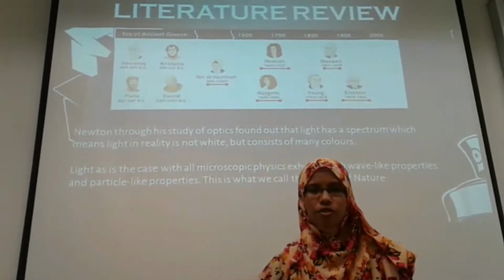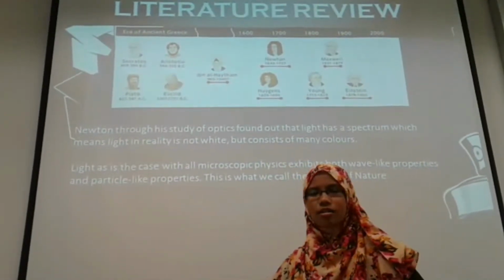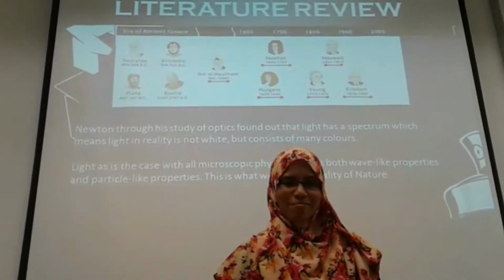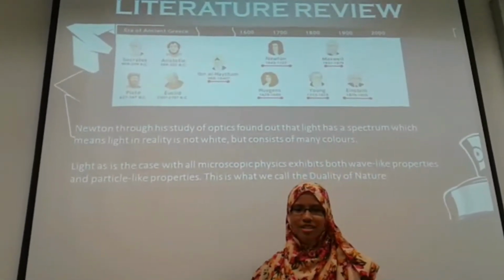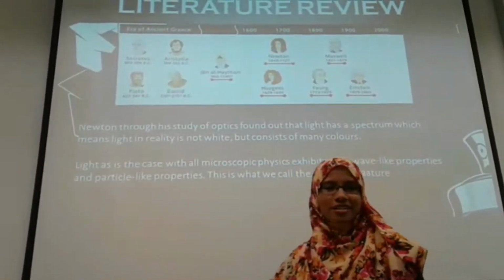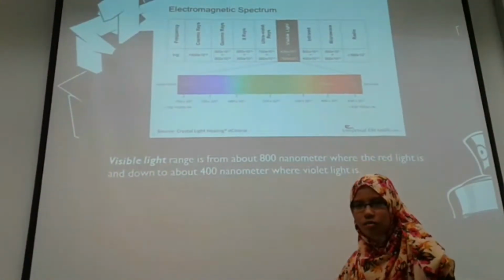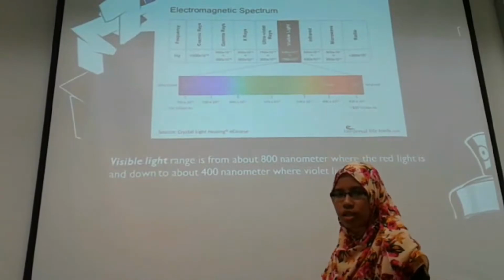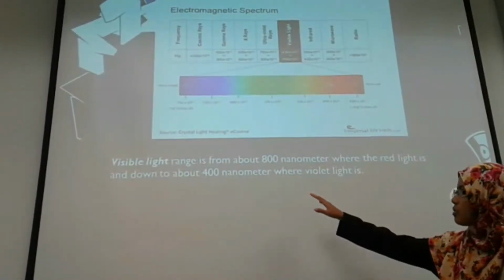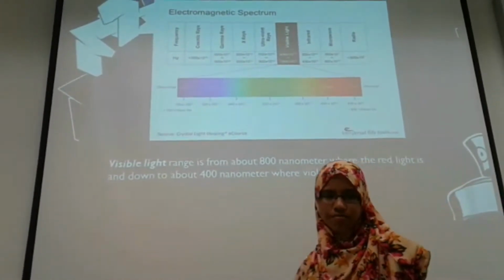But by the era of Newton, he studied and found out that light has wave and particle properties. This is what we call the duality of nature. From the experiment we observe visible light in the range from about 800 nanometers to 400 nanometers.